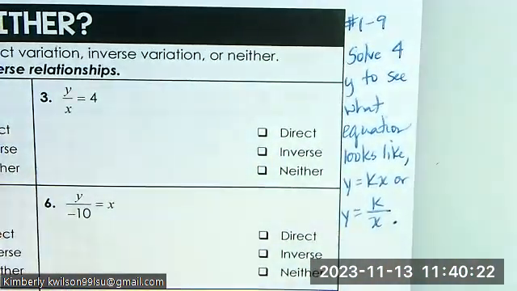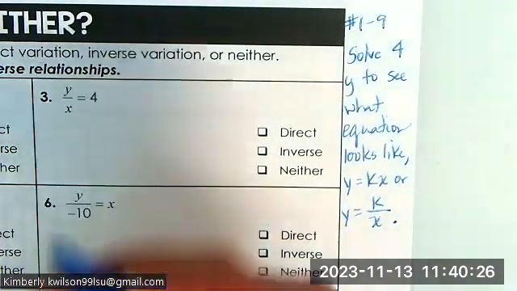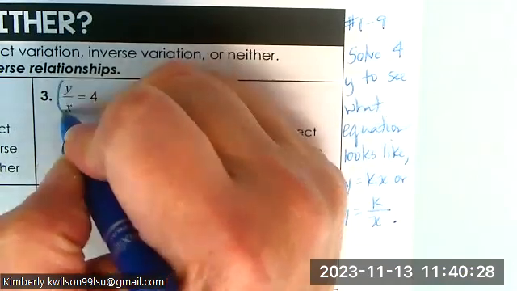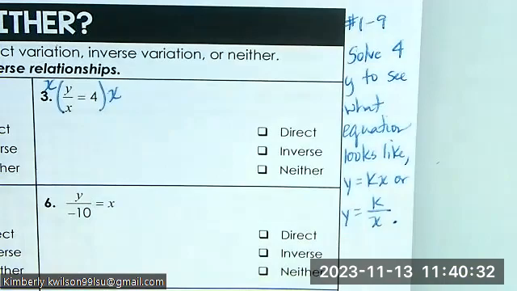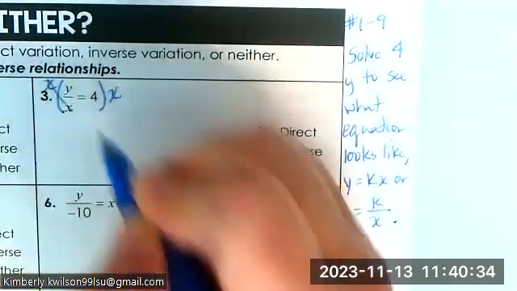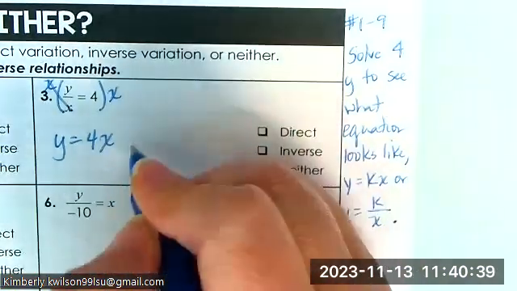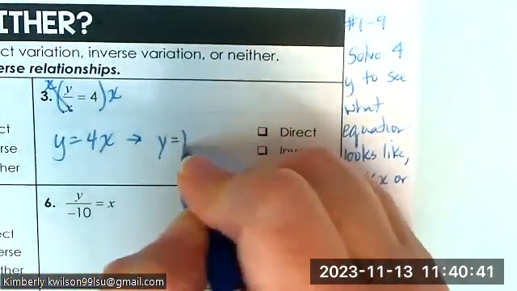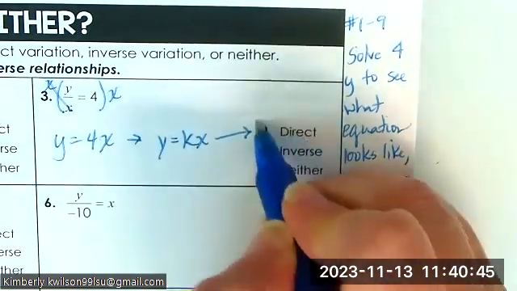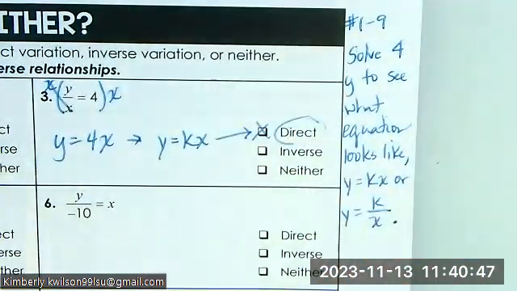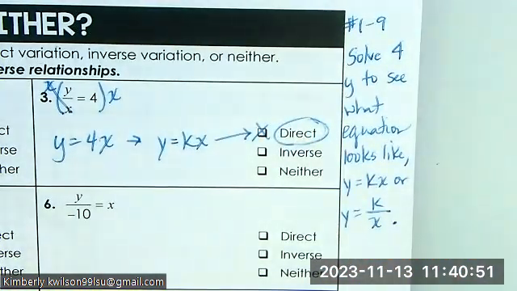All right, so let's look at number 3. If I solve to get y by itself first, I have to multiply both sides by x in order to get the y by itself. These x's cancel, and we end up with y equals 4x. This looks like y equals kx, which is direct variation. Next example.